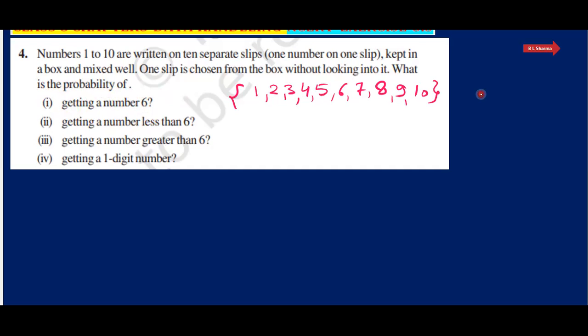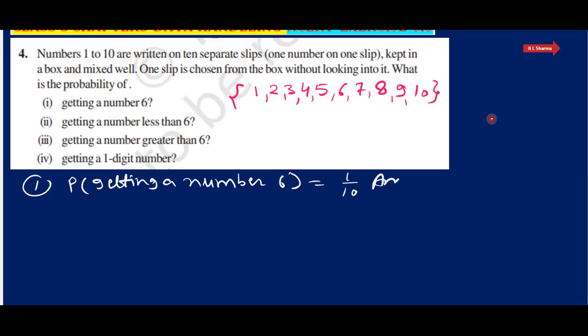So first part of it. Probability of getting a number 6. देखिए 6 केवल एक ही नंबर है. That is 1 out of 10. टोटल 10 स्लिप्स है 1 से लेके 10 तक. उसमें से केवल हमें एक नंबर लेना है, दैट इज 6. सो व्हाट इज द प्रोबेबिलिटी? 1 अपॉन 10. आंसर.